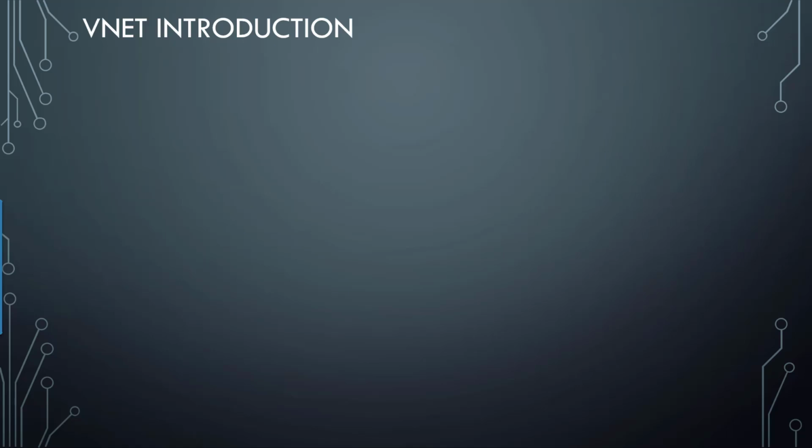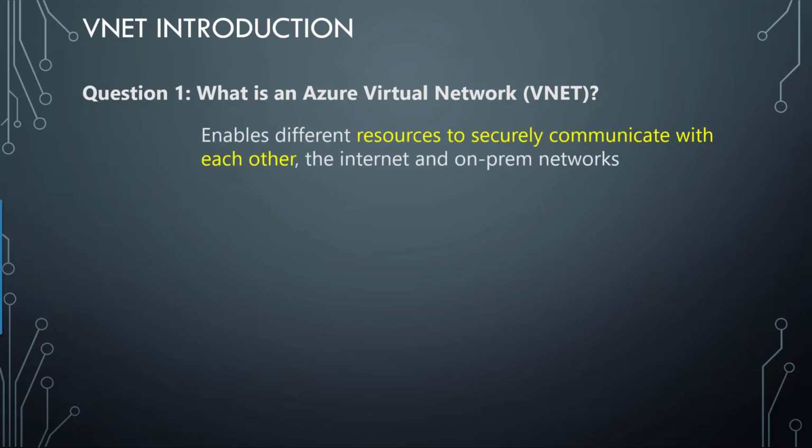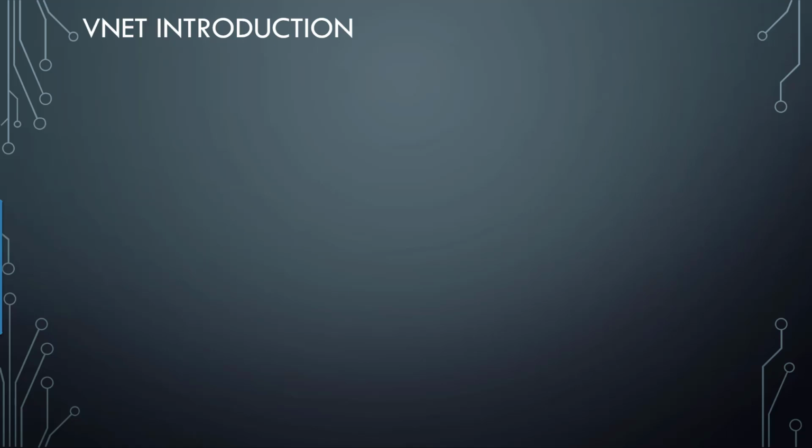And here I prepared a couple of questions. So first question is, hey, what is an Azure Virtual Network? What is a VNET? And well, it is a kind of a tool that allows different resources to securely communicate with each other. If you have never seen that, I would recommend having a look at this Microsoft Learn site. This is a video, I think it's around 2 minutes. It gives you really a great overview.